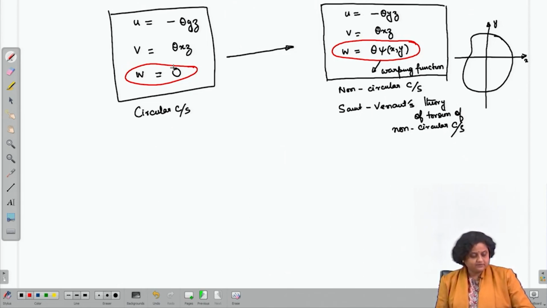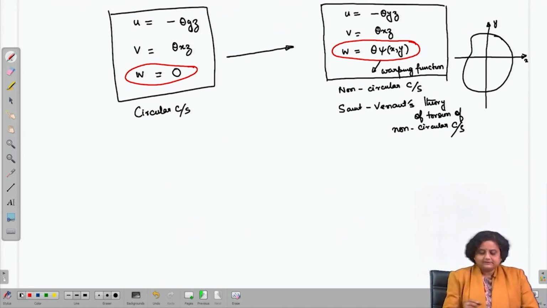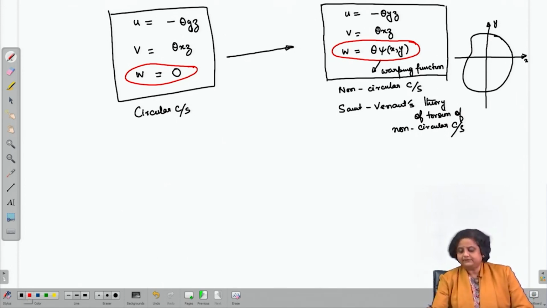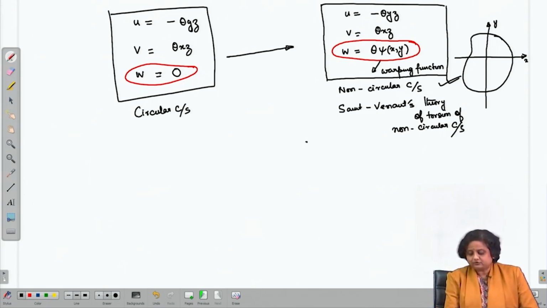Now, our next job is to see whether the state of stress that we get from this displacement field, given by Saint-Venant's solution, is going to satisfy the equations of equilibrium and the boundary conditions, as we have seen for a circular cross section shaft. Now, if these are the displacement functions, let us see what the stresses are in a non-circular cross section shaft.